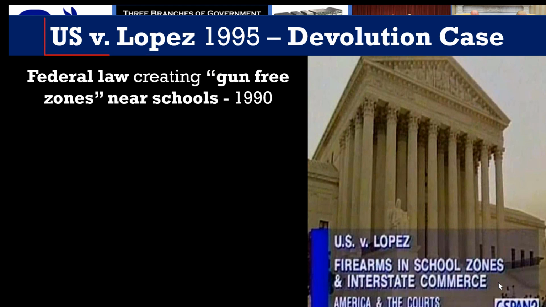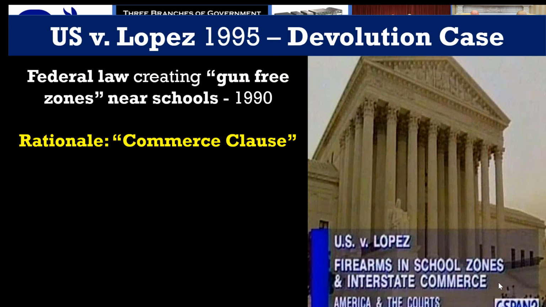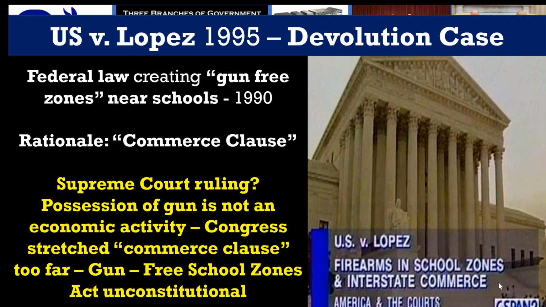We see this shift towards devolution in today's last must-know Supreme Court case, U.S. v. Lopez. In 1990, the federal government passed a law known as the Gun-Free School Zone Act. The rationale for prohibiting guns near or at schools was that it fell under their power vested by the Commerce Clause. Well, the Supreme Court found the law unconstitutional, as possessing guns was not an economic activity. In essence, giving that responsibility of controlling public safety back to the states. We will look at more Supreme Court cases that have changed the relationship between the federal and state governments when we get to Unit 3.